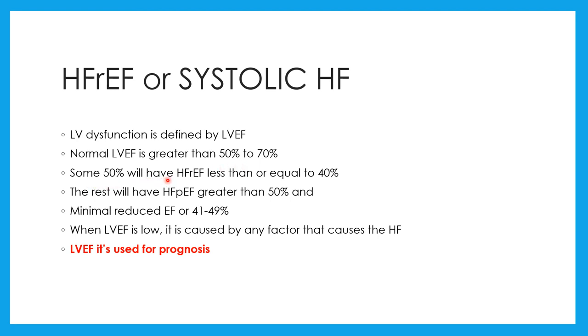Some 50% will have heart failure with reduced ejection fraction that is less than or equal to 40%, and that's pretty bad. The rest will have heart failure with preserved ejection fraction. So the reduced ejection fraction will have less than or equal to 40%, but those with preserved ejection fraction will have greater than 50%, and those with minimal reduction in ejection fraction will have between 41 to 49%. When it is less than 40, it is fully reduced ejection fraction. Okay? When left ventricular ejection fraction is low, don't seek causes outside what is already causing the problem. So it is going to be caused by any factor that is responsible for that very heart failure.